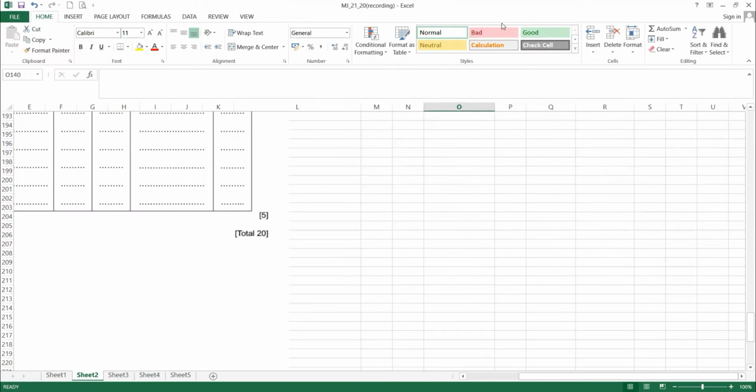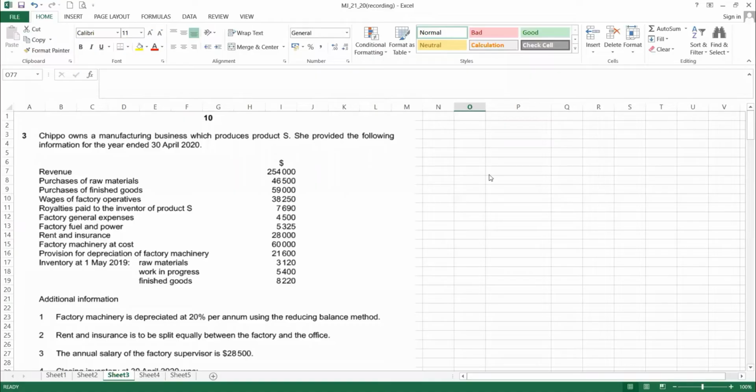Okay, now next is the manufacturing account. The moment you see it, how do you know? Because normally they will say a manufacturing business produces a product. If not, you can also see raw material and finished goods. This type of question is normally a manufacturing account. She provides the following information for the year ended 30th April 2020: revenue, purchases of raw material, purchases of finished goods, wages of the factory operatives, and royalty paid to the inventor. This royalty fee is a direct cost.